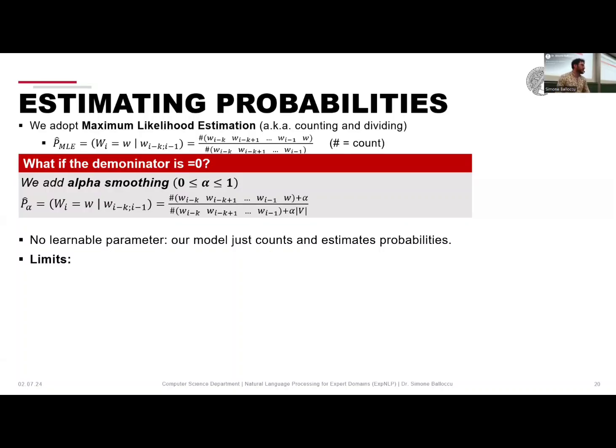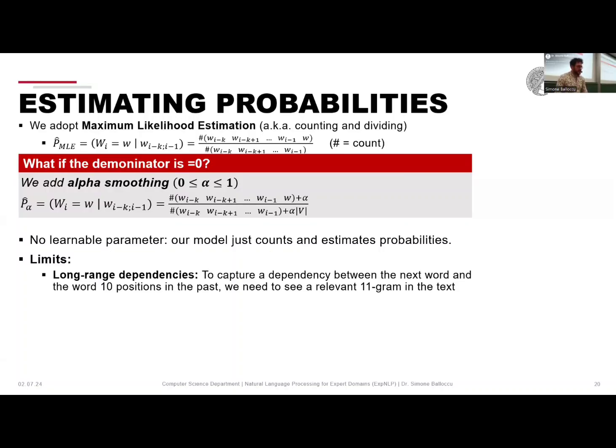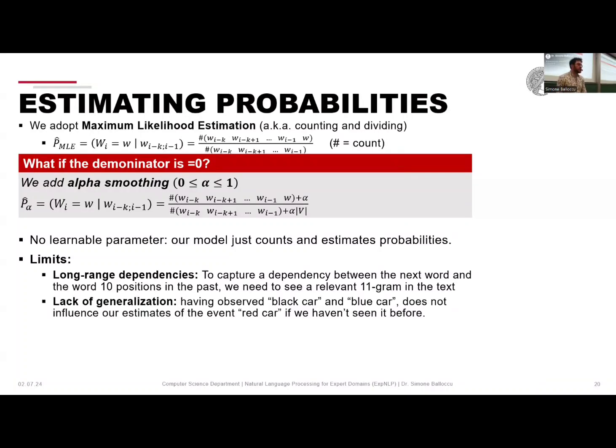So what are the limits of this? Many. First of all, long-range dependencies, because to capture, for example, the dependency between the next word and the word 10 positions in the past, we need to see all the relevant 11-grams, that's how we call a sequence of 11 words, in the text before. And also, it does not generalize. It doesn't matter how many times I see black car or blue car in the text. This will never tell me anything about red car. But a good language model should infer somehow that car is some kind of concept that can be related to colors. So even if I never saw the purple car, it should tell me, yeah, I never saw it in text, but it's kind of possible. And that's not the case for our model.